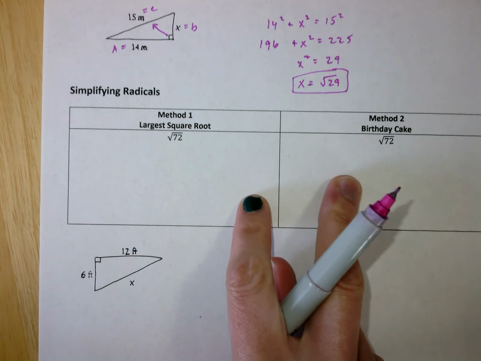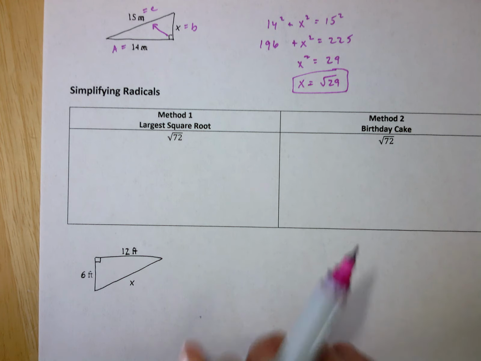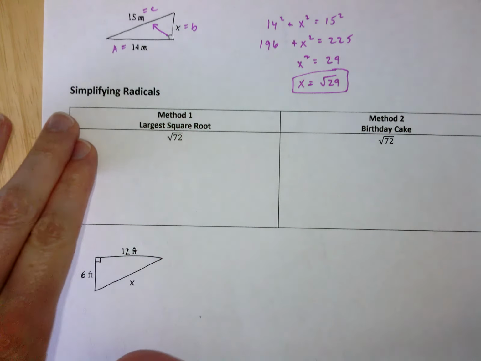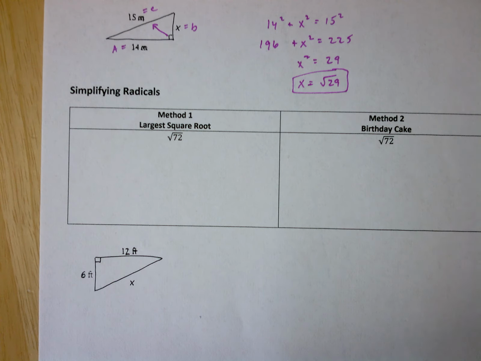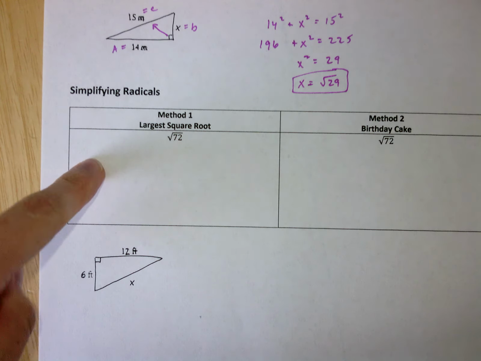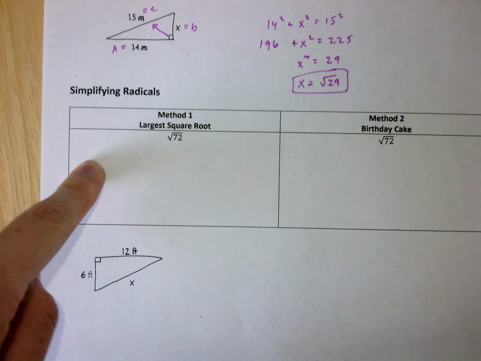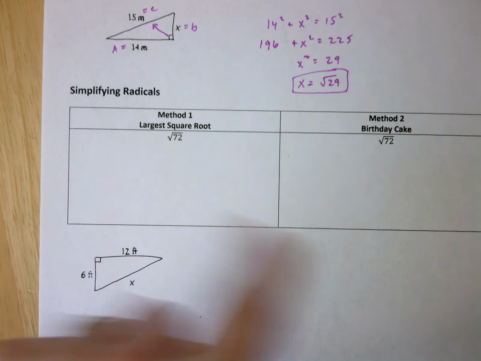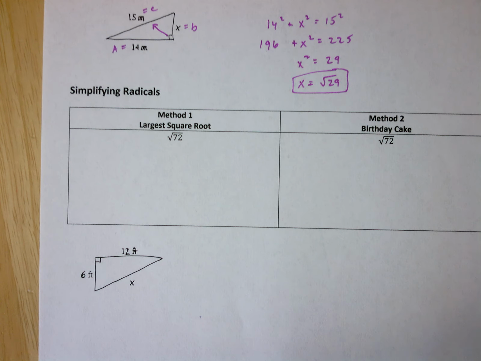I'm going to show you two different ways to do it. I do not care which method you use. I just want you to be able to simplify your radical. The first one is called the largest square method. This is by far the faster method if you are really familiar with your multiplication facts. If you are not as familiar with your multiplication facts, this one can take a little bit longer, but it's a little bit easier. So it's just kind of a preference thing.